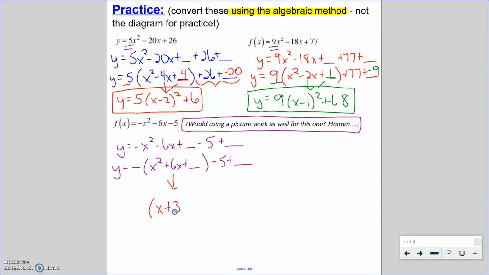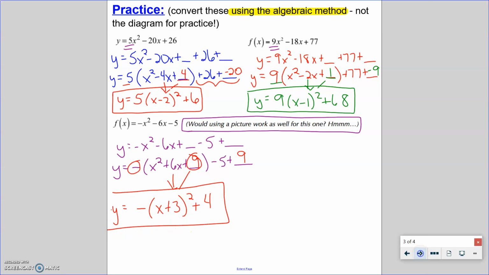So half of +6 is +3. 3 squared is 9, but I didn't just add 9, I actually added -9. So I need to add +9 so that it balances out. So there's a +4 at the end. Don't forget that negative in the front that needs to be carried down, and you're all set.